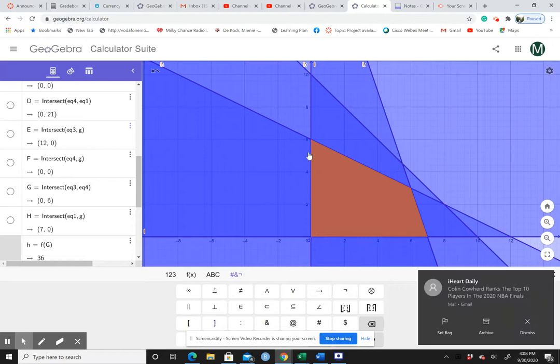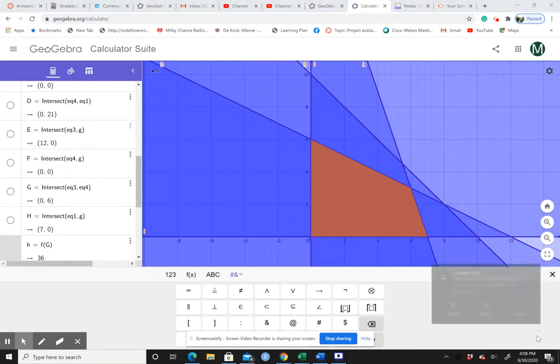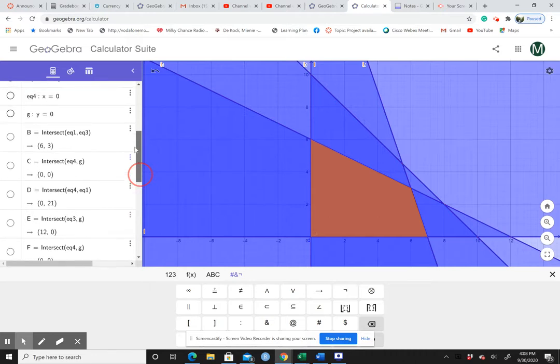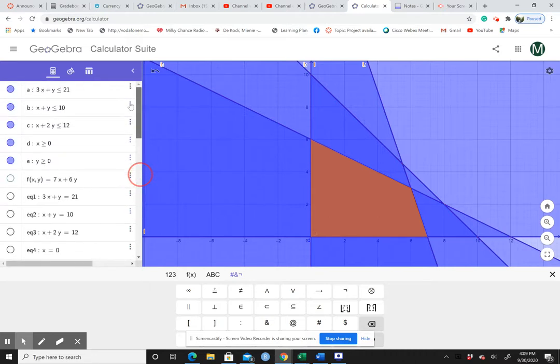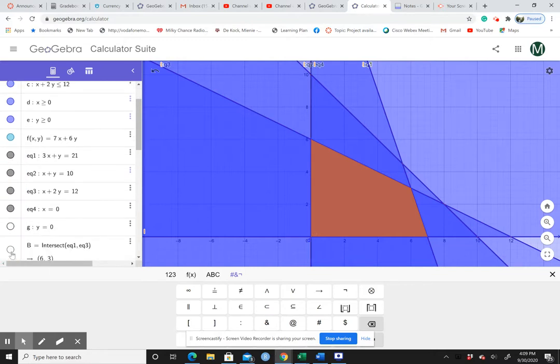Remember, when you were solving a linear programming problem in GeoGebra, you would always go ahead and type in your constraint, and then you would take a look at those straight lines. So instead of writing the inequality 3x plus y less than or equal to 21, you're going to say 3x plus y equal to 21, and the same for the other equations. So we get all those straight lines.